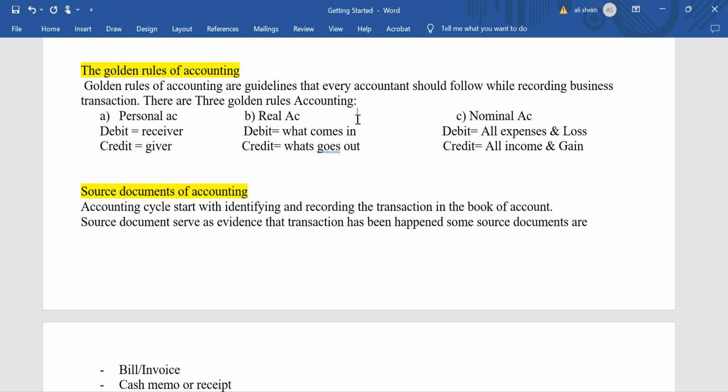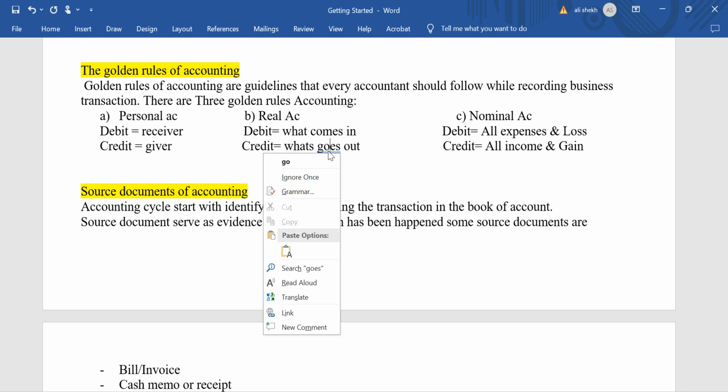So, what is the rule? For personal account, debit the receiver, credit the giver. For real account, debit what comes in, credit what goes out. For nominal account, all expenses and losses debit, all income and gains credit.